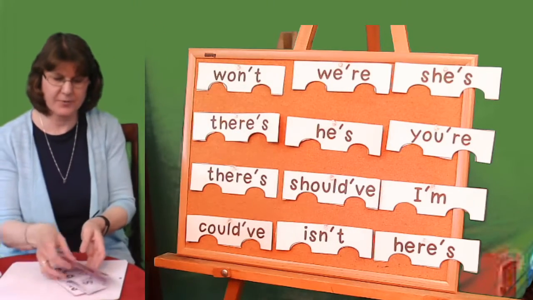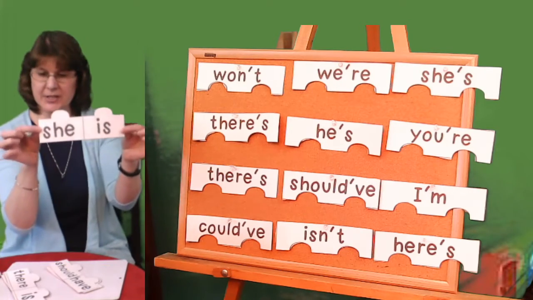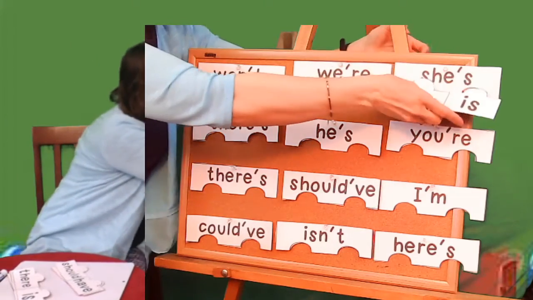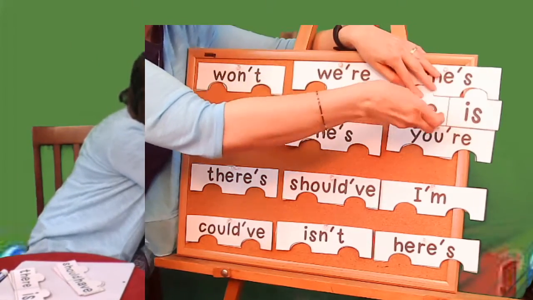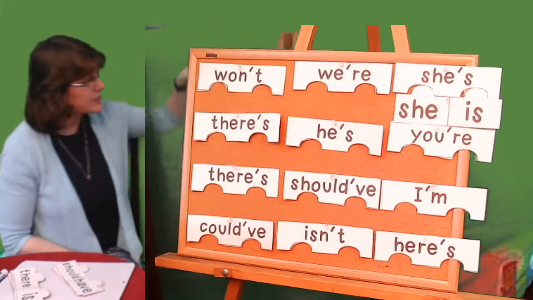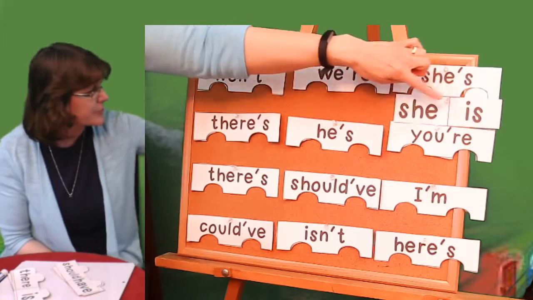So let's draw one of our puzzle pieces here. And I have the two words, she is. She is comes from the contraction she's. So we're going to hang that one over there. And you can see when they formed the contraction, we took out the I and put our apostrophe in its place. She's is formed from she is.